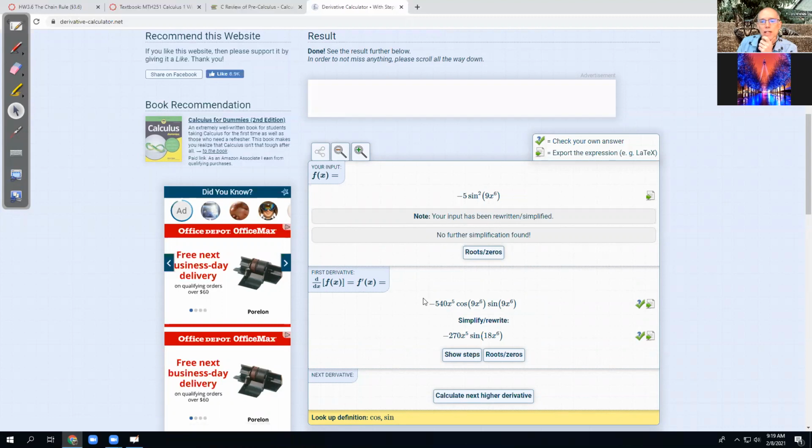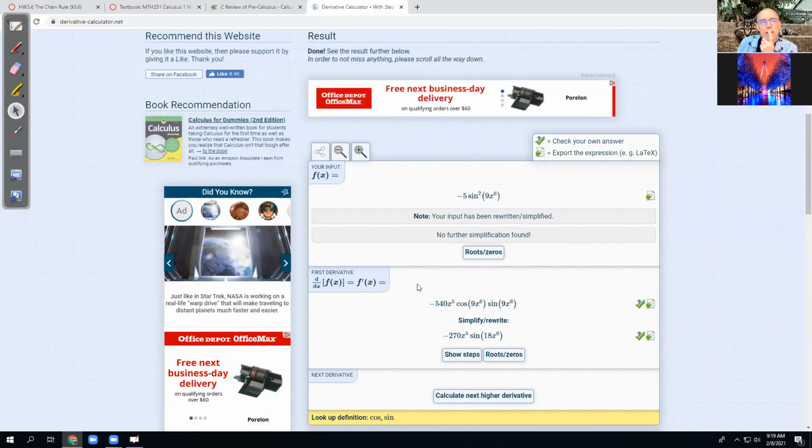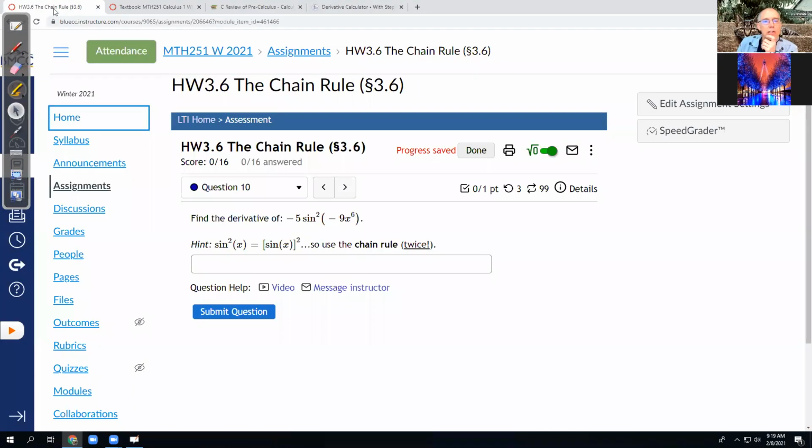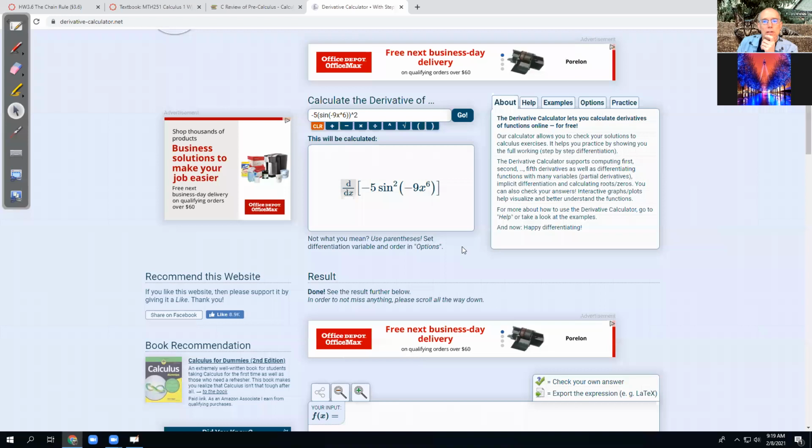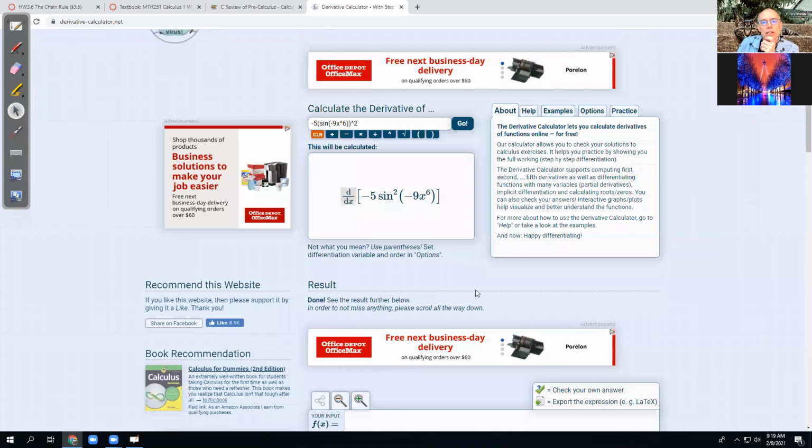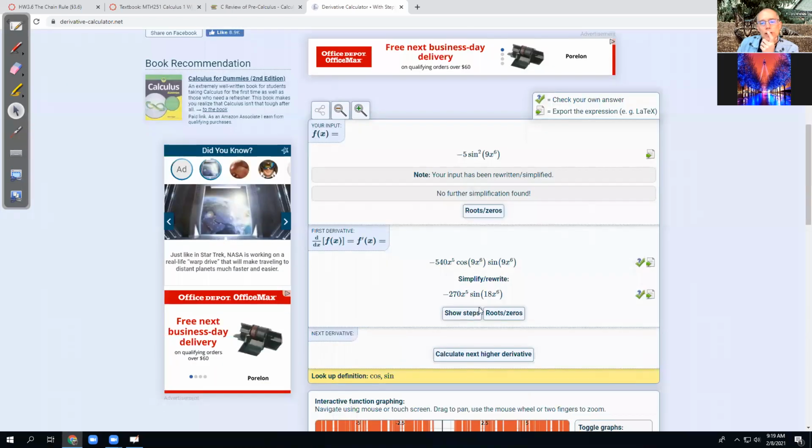Oh, it's got a negative and I didn't. What did I mess up? Oh, I forgot my -9. Is that what I did wrong? What did I type in? Oh no, I typed the -9 there. So it thinks it should be -270.